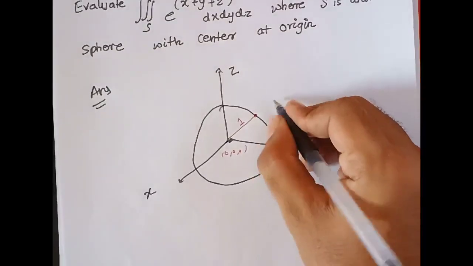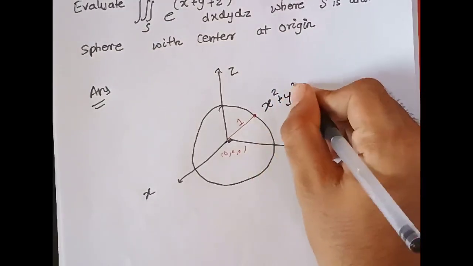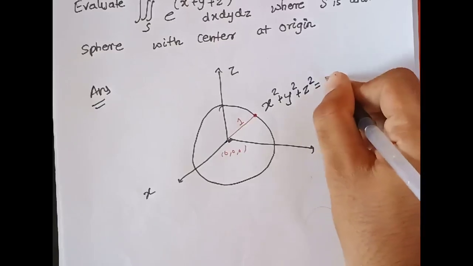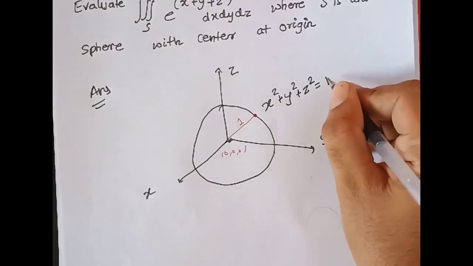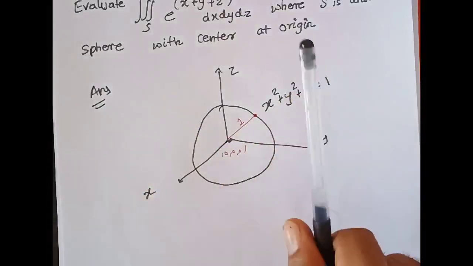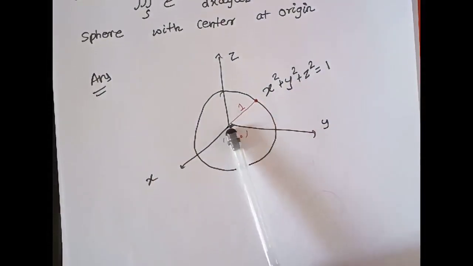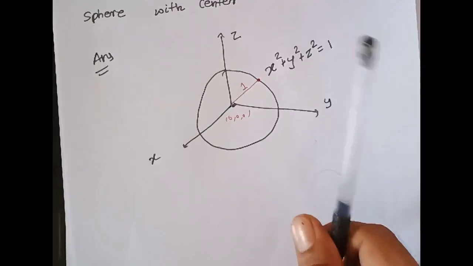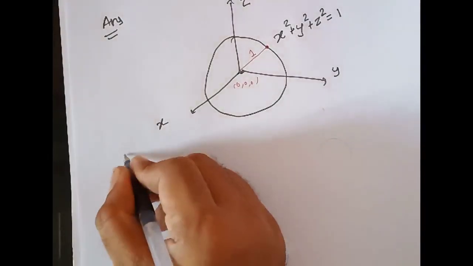Alright, that means the boundary is x square plus y square plus z square is equal to 1. Or we can write this as a solid sphere, so the boundary will be 1 and everything inside the boundary will be less than 1. So we know our spherical coordinates.